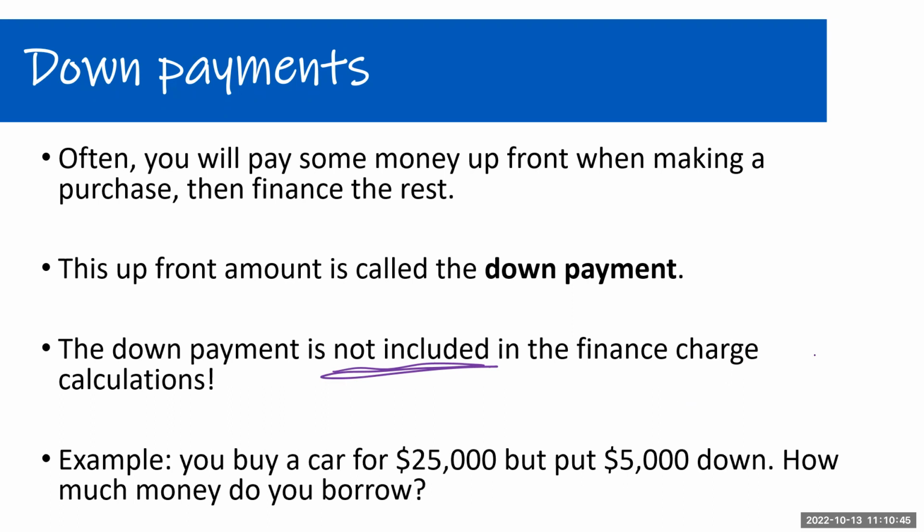So for example, if you buy a car for $25,000, but you put $5,000 down, how much are you borrowing? Well, $20,000, because 25,000 minus the 5,000 that you put down leaves you with $20,000 that you're borrowing. All of your interest calculations, all of your monthly payment calculations are going to come back to this 20,000, not the original 25,000. The only time 25,000 comes into play is when you talk about how much you paid for the car with everything.